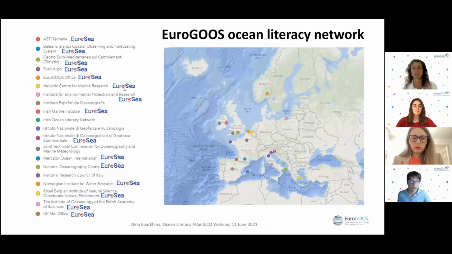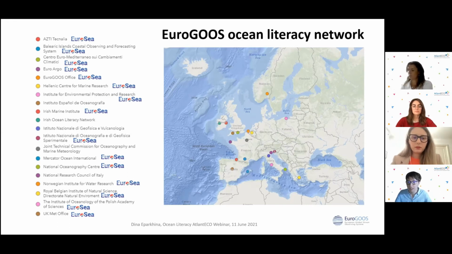This is why EuroGOOS animates or facilitates a network on ocean literacy among our institutes, who are also for the most part members of the EuroSea consortium. Currently, the network brings together 20 organizations. Those organizations are oceanographic institutes in Europe or Met offices. So really those who are collecting data, processing data, delivering services to their nations and to Europe.